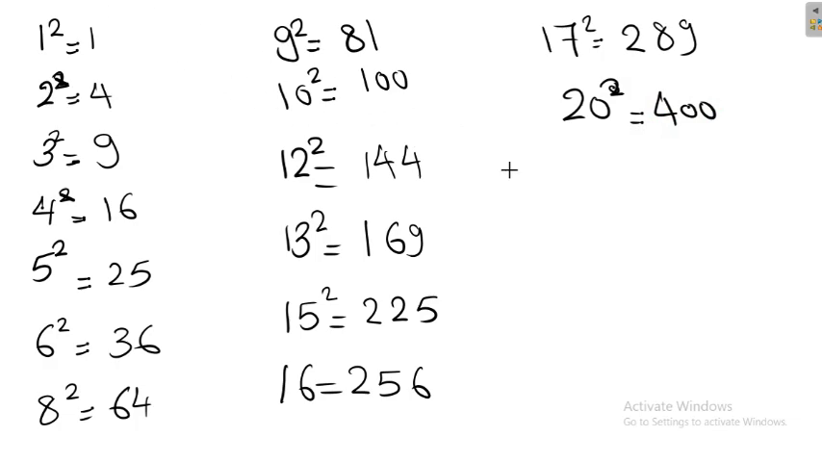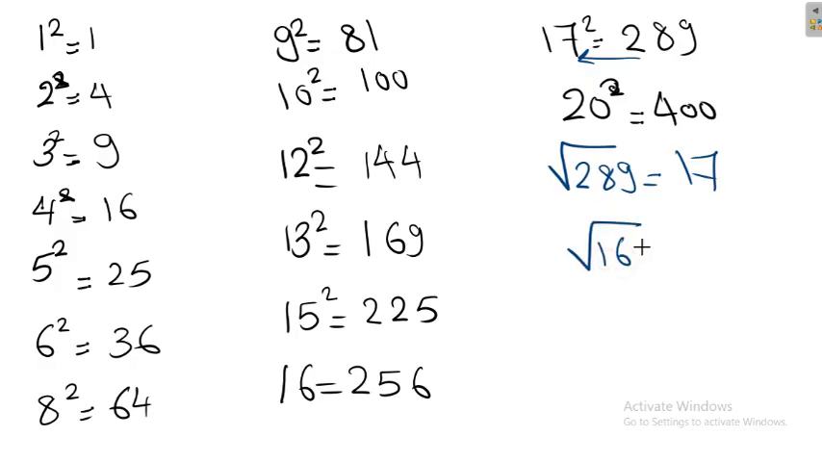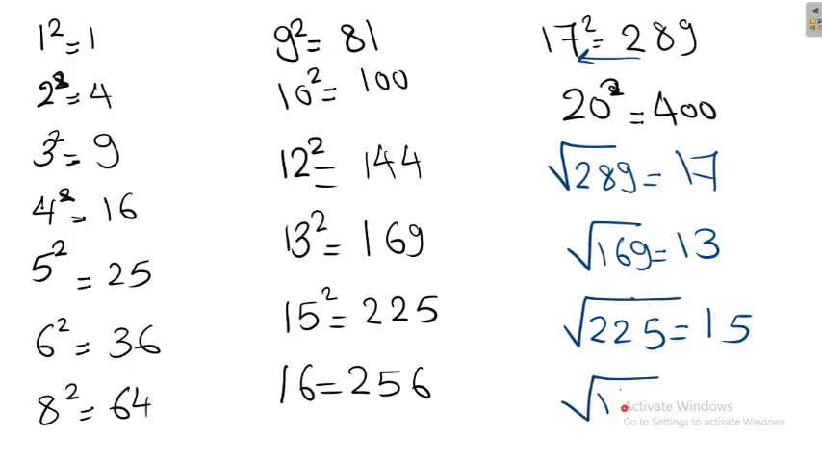Okay, now what if I told you the square root of 289? This is 17. This is the inverse. The square root of 169 is 13. The square root of 225 is 15, and so on. The square root of 144 is 12. It's enough for now. I will give you the file in the description. You can download it and memorize and study it whenever you want.